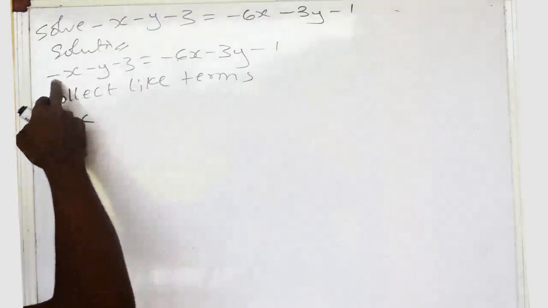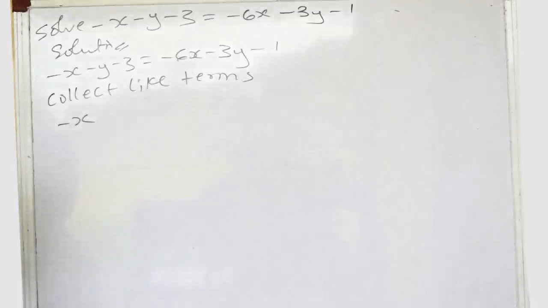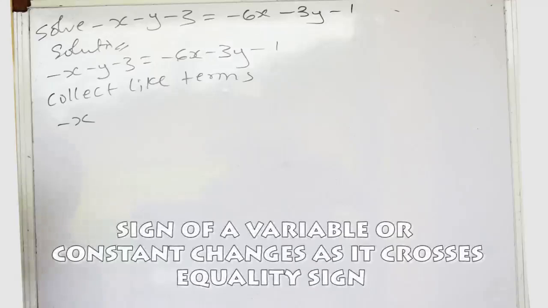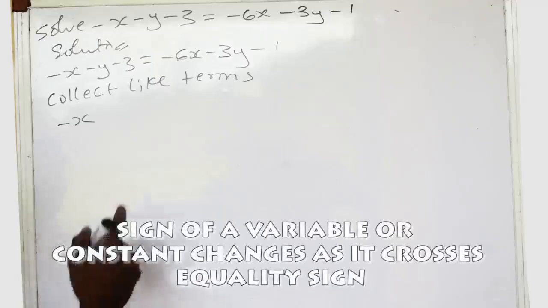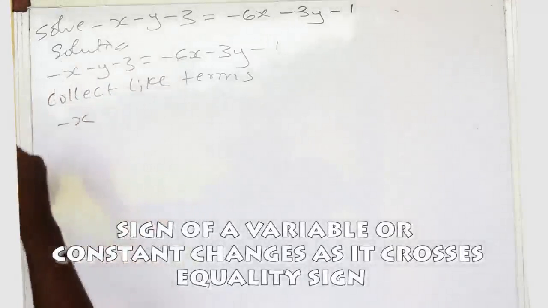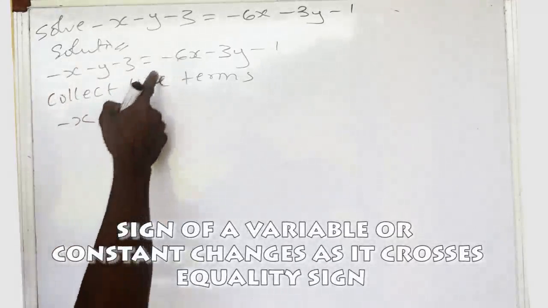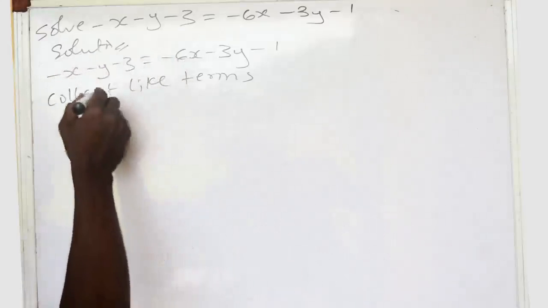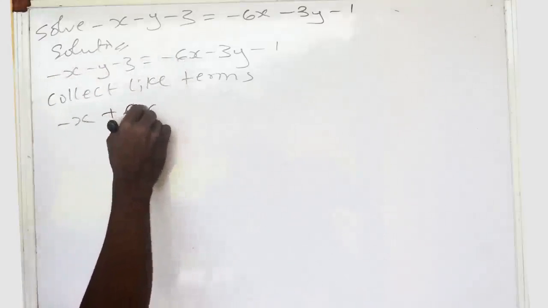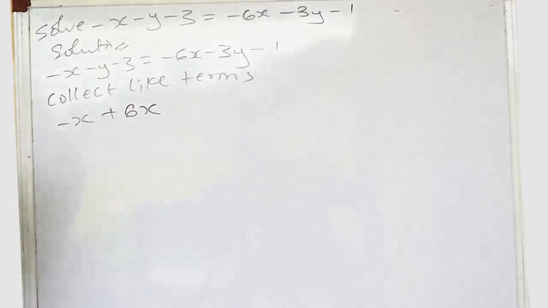Since this guy is at the right hand side, this guy must come to the left hand side, because the algebraic rule has it that every constant must be at the right hand side and all variables and coefficients must be at the left hand side. So this guy must come over here to meet x. So minus 6x crosses equality sign, must change to positive. So we have plus 6x.